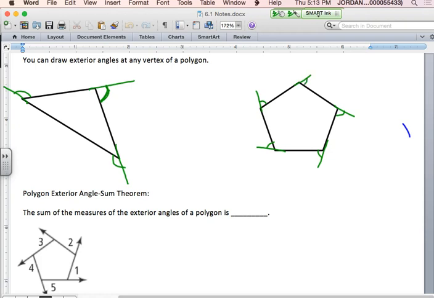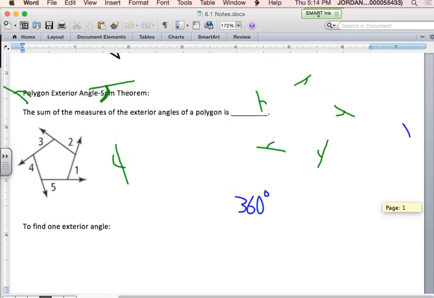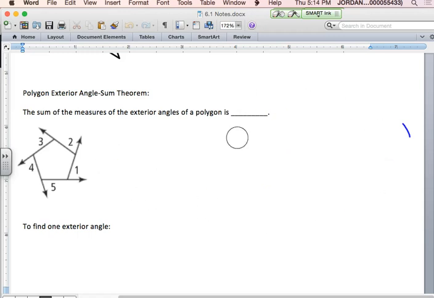Another theorem that we know is the Polygon Exterior Angle Sum Theorem. What we know with this theorem is that the sum of the measures of the exterior angles of a polygon is 360 degrees. Always. No matter how many sides it has, these exterior angles are always going to total 360 degrees if you add up the ones from each vertex. So for this pentagon right here, the sum of angles 1, 2, 3, 4, and 5 is going to be 360.